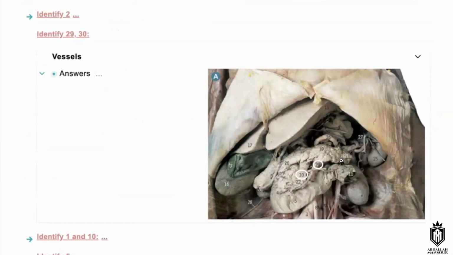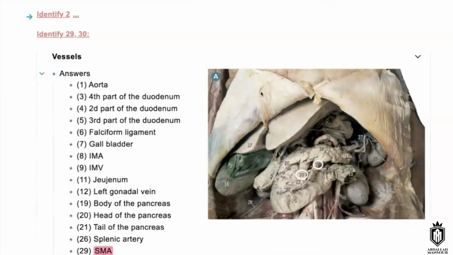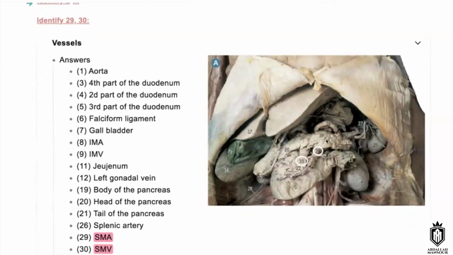29 is the superior mesenteric artery, and 30 is the superior mesenteric vein. Amazing. I really like that. You stayed silent. You didn't think out loud. It looked very confident. You took your time. That's great. Always do that. All right. What is 19 then?